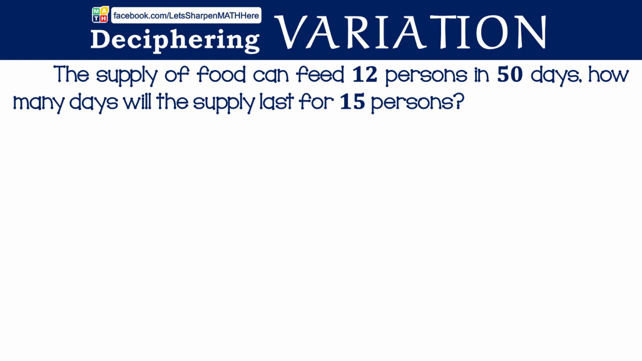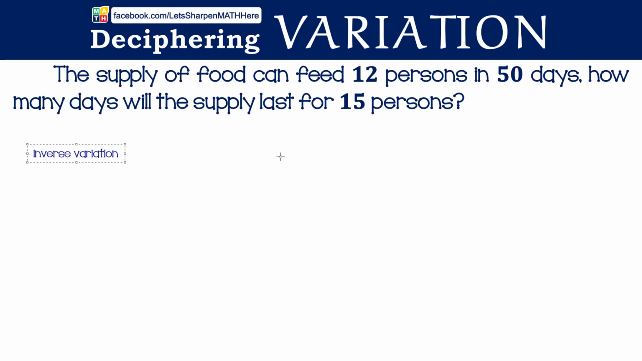When you look closely at the supply and number of persons who will be feeding from that said supply, the more number of persons who will be feeding, it would actually take the supply a shorter amount of time. And if we're going to have the lesser the number of persons, it would take the supply a longer amount of time. So this is actually an example of a variation that involves when one goes up, the other one goes down, and that's actually an inverse variation.